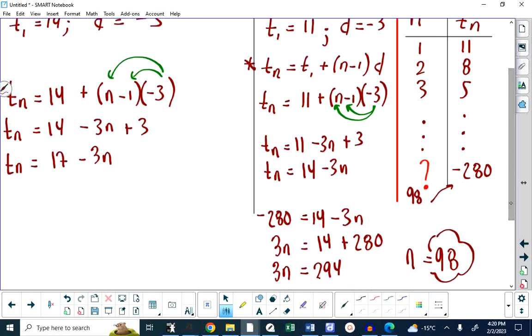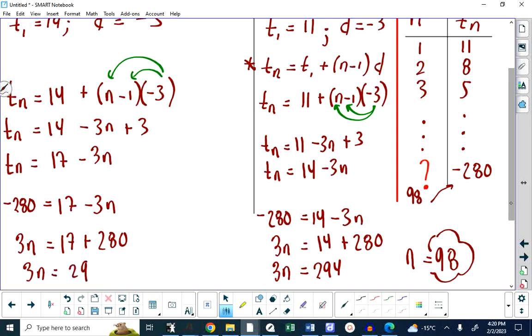Again, we're trying to find out when T sub n is negative 280. So you solve this equation now. 3n equals 17 plus 280. That means 3n equals 297. And when you divide both sides by 3, you're going to get 99. So negative 280 is the 99th term for that version of the exam.